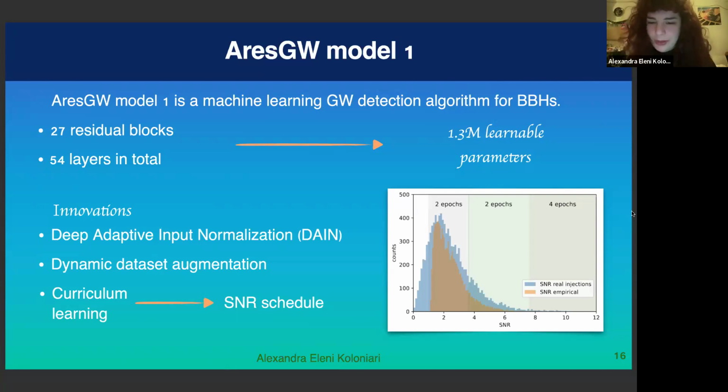Basically, we started the training with signals that are easier for the network to learn, so signals with higher SNR values. Then we did give the network signals with lower SNR values, and finally, we did provide all the signals for the network to learn.